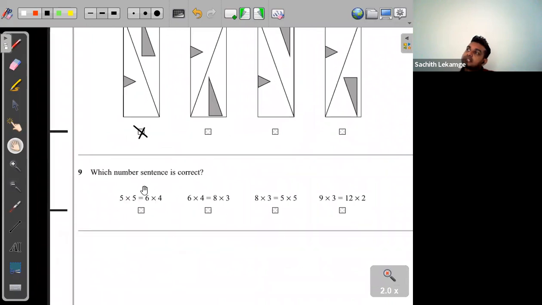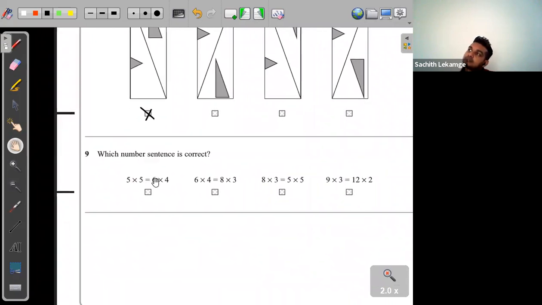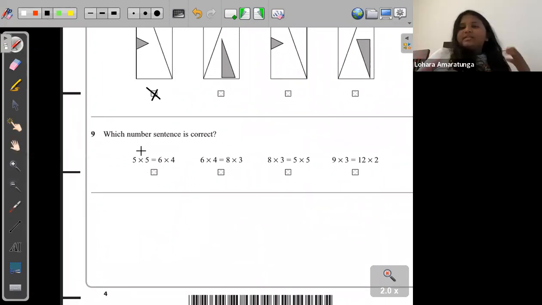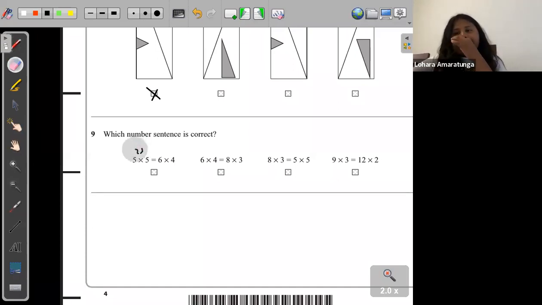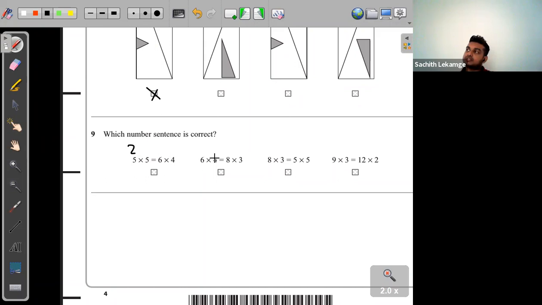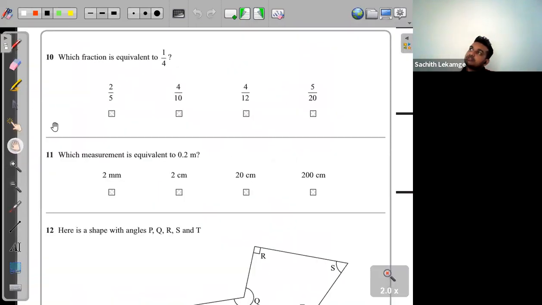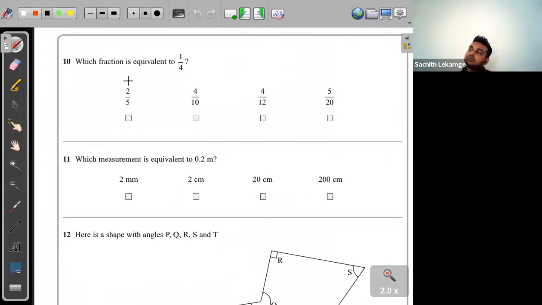Which number sentence is correct? Second answer. Check. This is 25. 6 into 4, 24. 18 into 3, 21. This one. Next: which fraction is equal to 10/40?